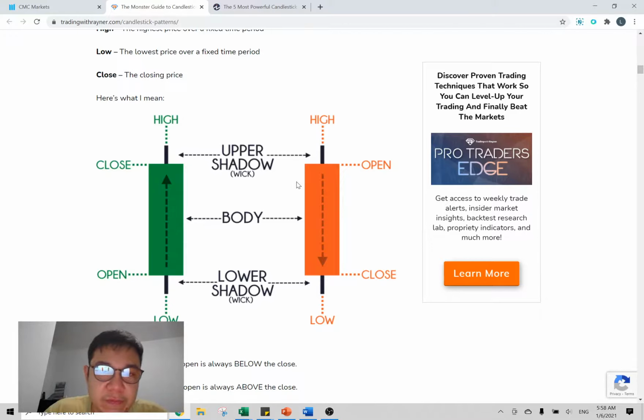Then for the red one, it is similar but the other way. Instead of starting at the bottom, you start here, at the top left, which is the open. Normally what we read is, for example, it started at $2, went up all the way to $2.10, and then went all the way down to 90 cents, and then went up and closed at $1. So for a red bar, the open is at the top left. After a while you get used to it, don't worry.